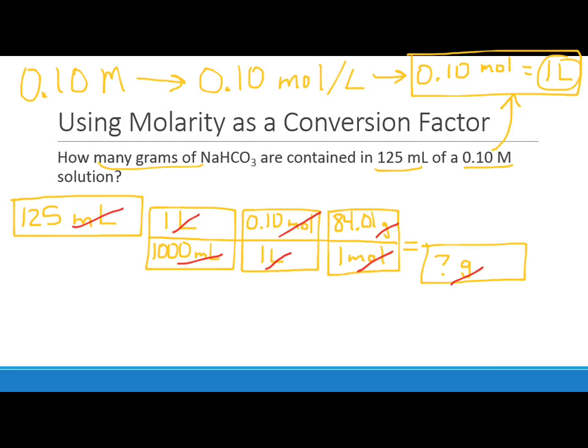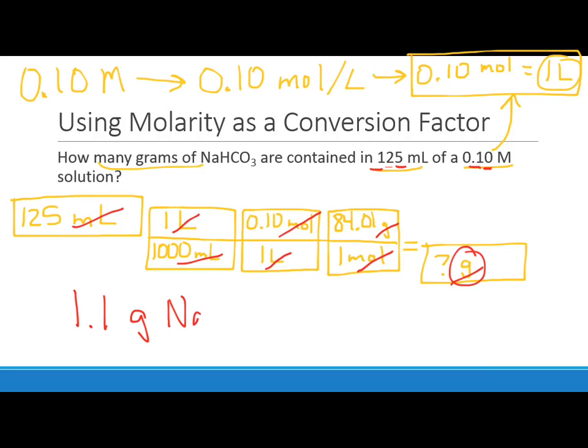Now it's just a matter of plug and chug, right? So it's 125 times 0.1 times 84.01. And just go ahead and plug that in real quick. And then on the bottom I just have 1,000, so I'm just going to divide that by 1,000. Now notice that in this problem it looks like I have 3 sig figs here. I have 2 sig figs over here, so my final answer can only have 2 sig figs. So this actually comes out to 1.1, and my units have to be grams.